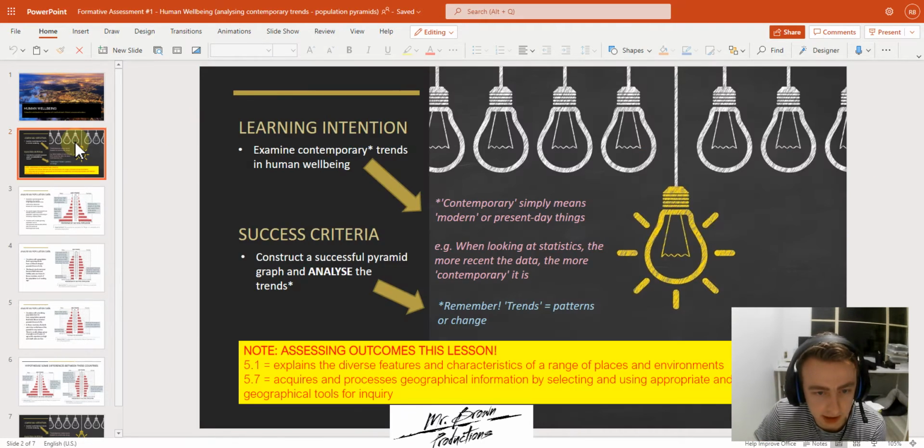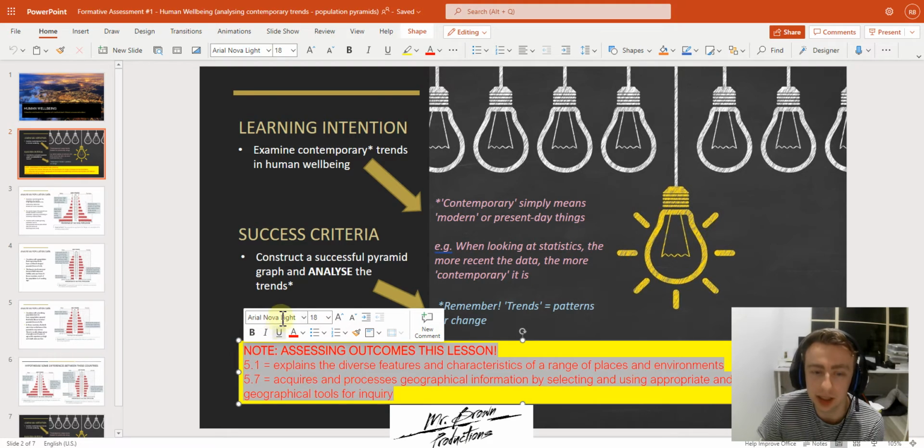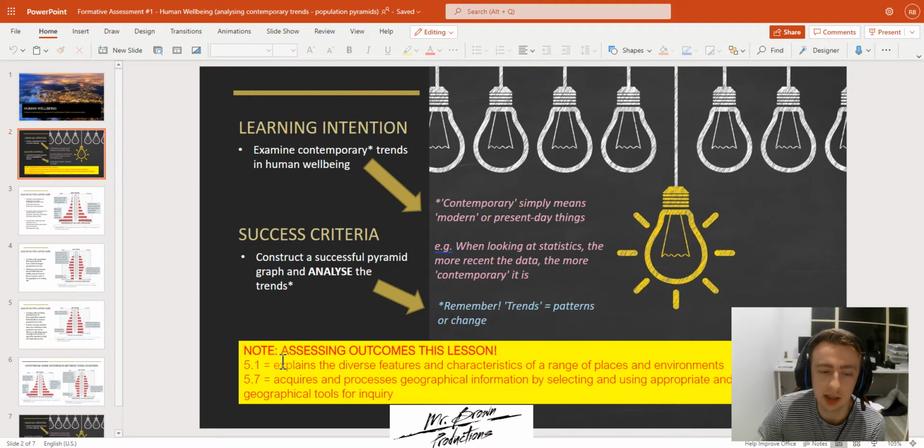To get started, like we usually do, I'll get you to write down the learning intention and success criteria in your book. Now, you don't need to write this bit here in yellow. This is just to let you know that we're going to be assessing these two outcomes this lesson. We're going to be looking at how well you can explain characteristics of a range of places, and then how well you process geographical information by using appropriate geographical tools.